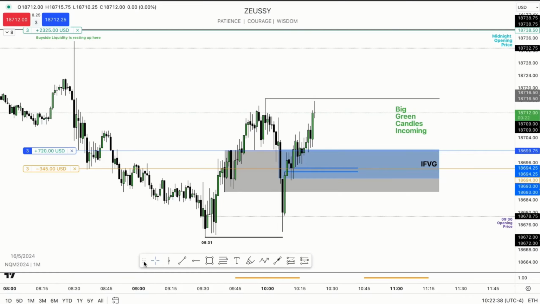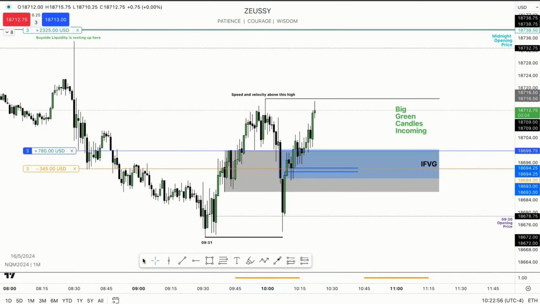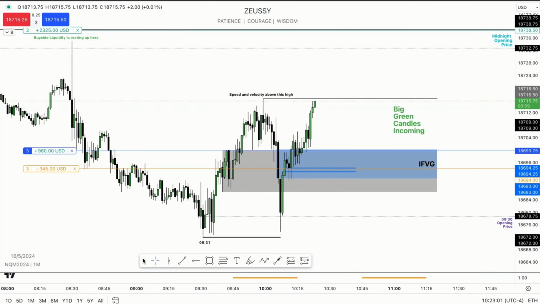Now the market is in close proximity to that annotated buy side liquidity pool. I want to see speed and velocity above that high, preferably with a clean run towards the buy side liquidity targets.